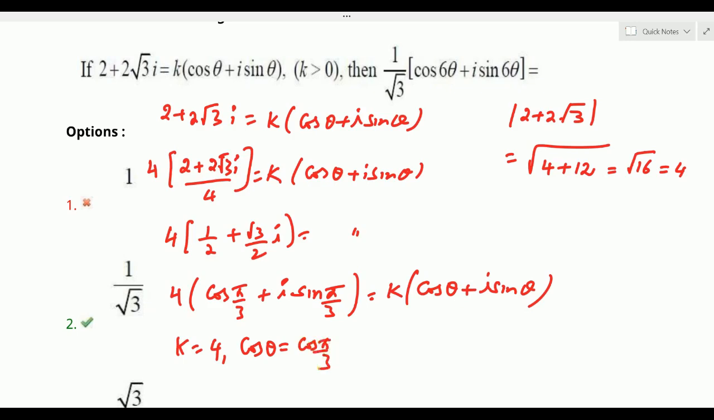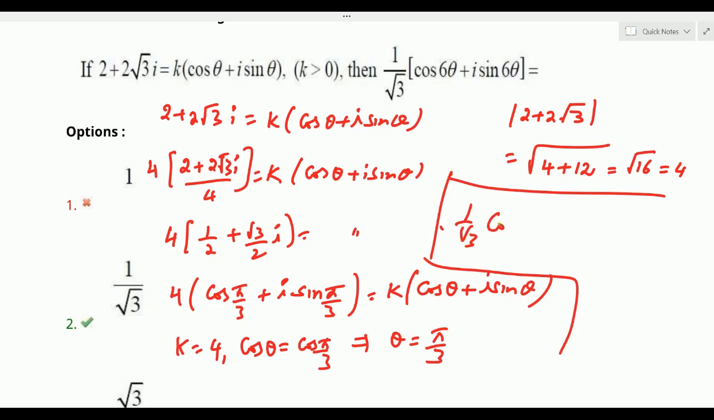That is, theta is pi by 3, right? Use cos and sin, theta place pi by 3 came. Theta is pi by 3. What is asked? So it is asking clearly 1 by root 3 of cos 6 theta, that is 6 into pi by 3, plus i sin 6 into pi by 3. The result asked is 1 by root 3 of cos 6 theta plus i sin 6 theta, right? In theta place I put pi by 3, 6 into pi by 3.